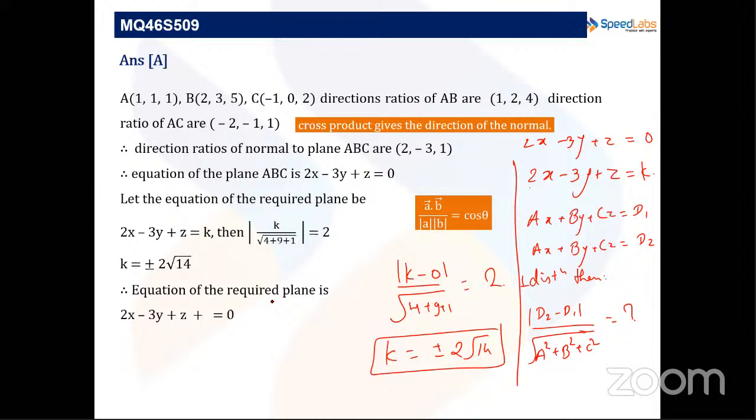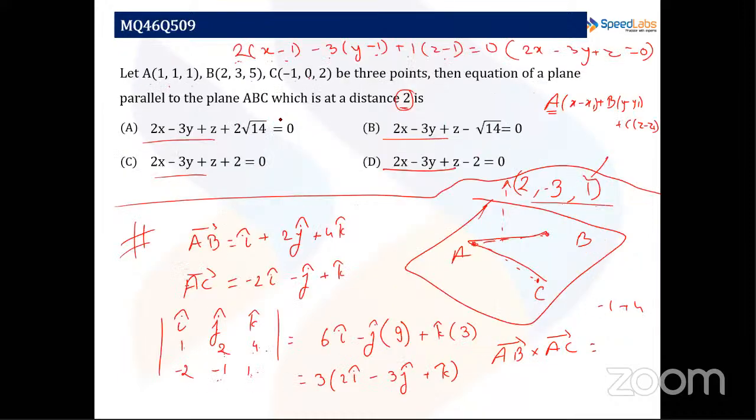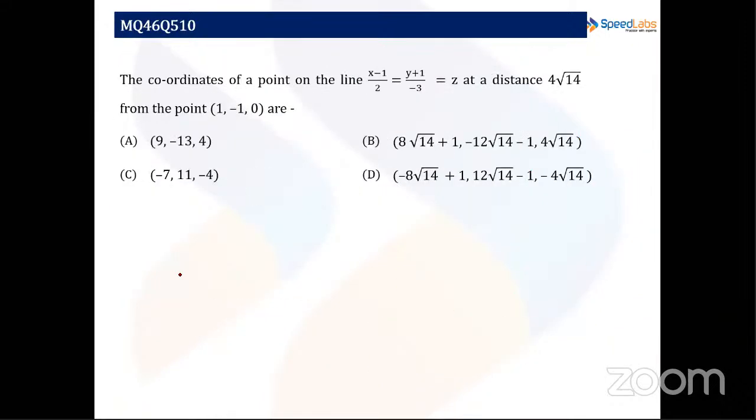So let's check the options. So 2 root 14 is only in option number A. So our option which is correct is option A. Moving to the next question.